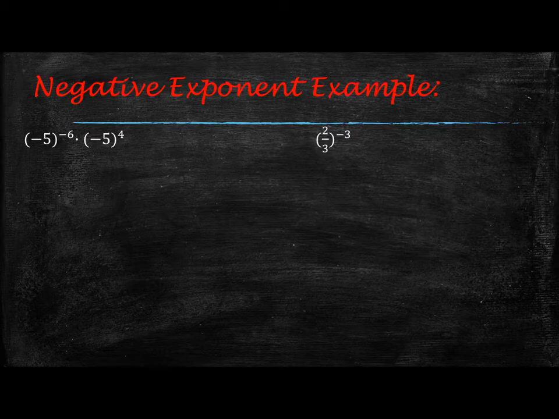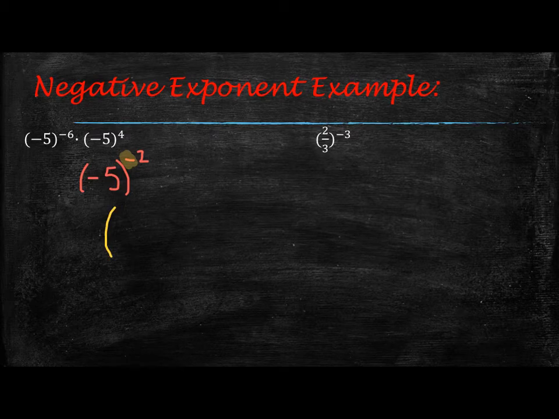In this first example, we have negative 5 to the negative 6 times negative 5 to the fourth. So the first thing you would want to use your product property, which means that you add those exponents. So you'd have negative 5 to the negative 6 plus 4, which would be negative 2. And then you don't ever want to leave a negative exponent in your answer. And so now we need to take that negative exponent, and what that does is it will flip your base.